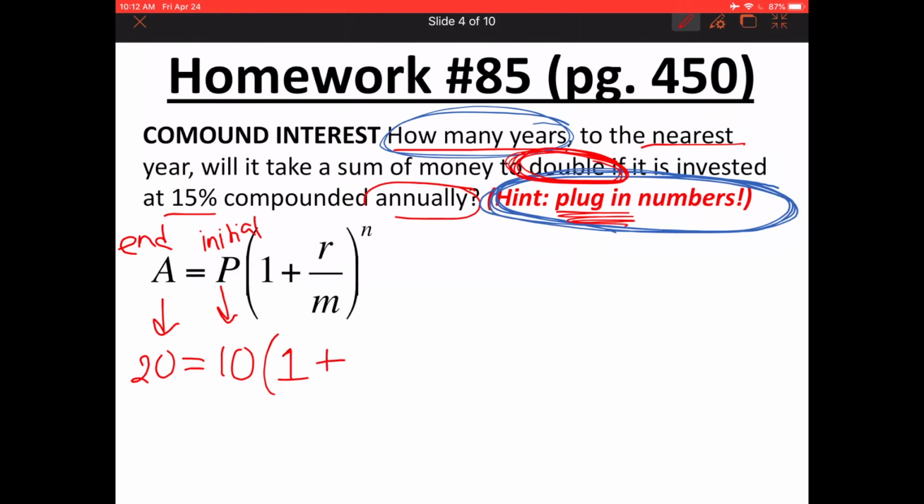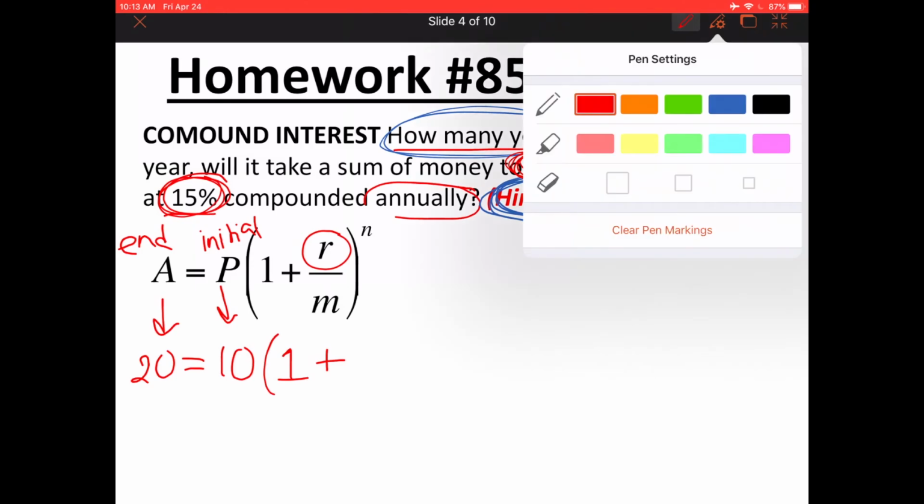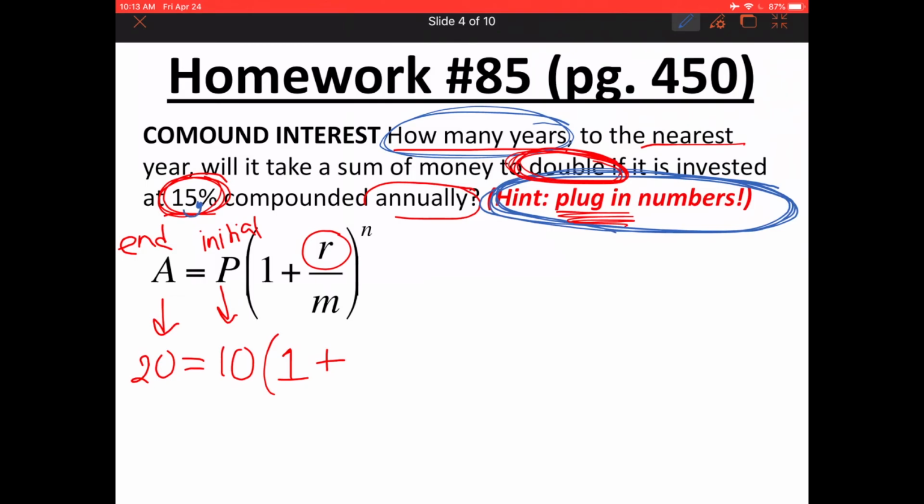Let's keep going. 1 plus r. They tell us the rate is 15%. Remember to make that 15 into a decimal. We move the decimal point over twice. So I'm really going to write 0.15. M is how many times it's compounded per year. If it's compounded annually, how many times is that per year? Once. Okay, if you go get a physical annually, you only go one time a year. And then the letter N is the total number of compounds, and that's what we're looking for. Okay, that's the time, so I leave that there as my variable.